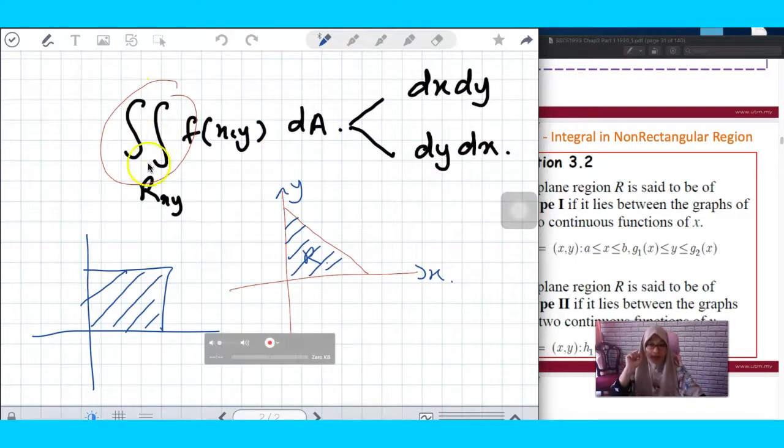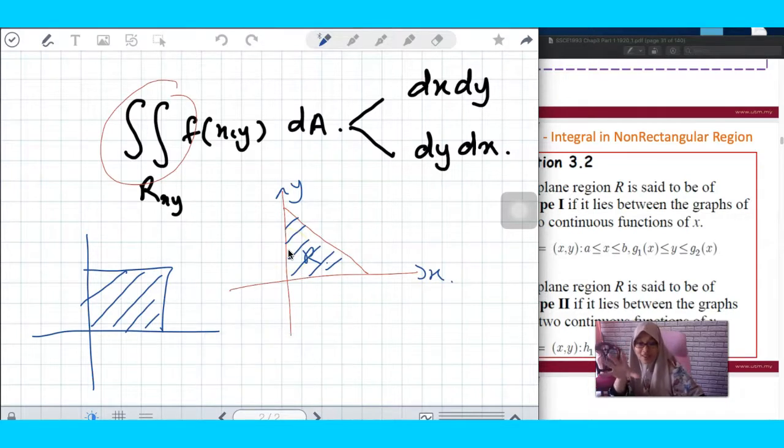So how can you determine the limits? It depends, of course, on the region that you sketch. If your sketch is wrong, then your limits are also wrong, and then you cannot obtain the correct answer. So the sketching is very, very important. It is the starting process, the very critical first step that you have to obtain.